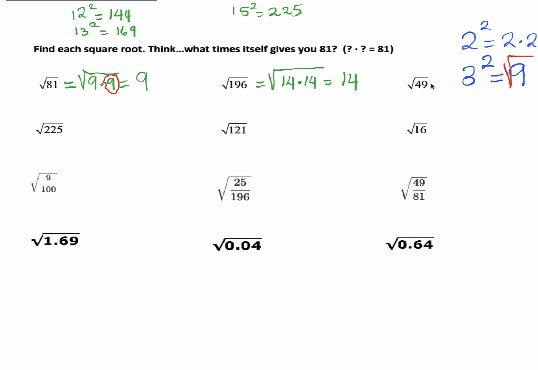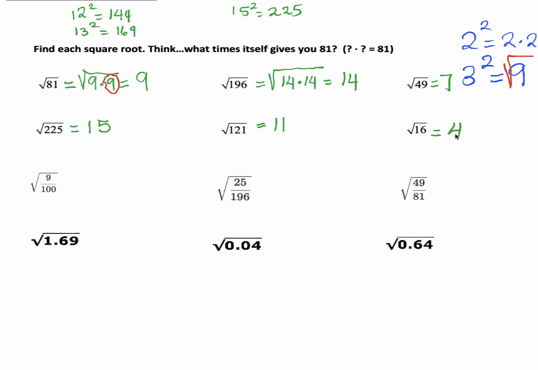Okay, here we want the square root of 49. That is simple. The square root of 49 is 7. We want the square root of 225. What number multiplies? Oops, I have it right here for you to see. 15. The square root of 121. You should be telling me that is 11. And the square root of 16. What number multiplies itself to give you 16?